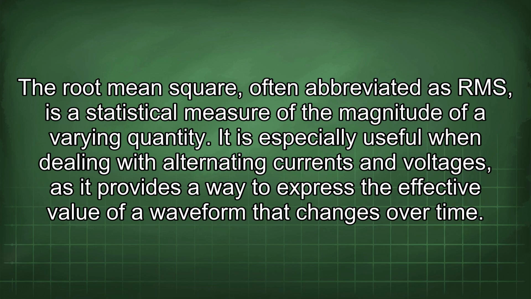The root mean square, often abbreviated as RMS, is a statistical measure of the magnitude of a varying quantity. It is especially useful when dealing with alternating currents and voltages, as it provides a way to express the effective value of a waveform that changes over time.